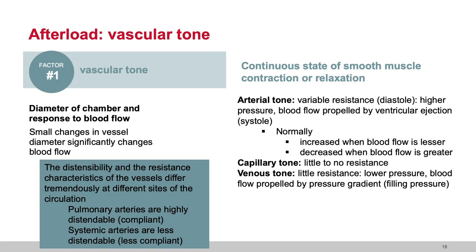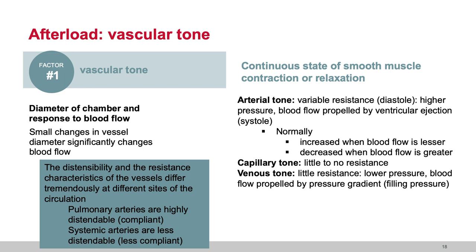So first, let's talk about vascular tone. Vascular tone is about the diameter of the chamber of the arteries and the arterial responsiveness to blood flow. Small changes in vessel diameter significantly impact blood flow. Now I'm going to say that again, but in a different way. Every vasopressor, endogenous or exogenous, on a healthy vessel will significantly reduce the diameter of that vessel. And as that vessel diameter is reduced, so will be blood flow. In pursuit of pressure, which is the change in vessel diameter, we may significantly be limiting blood flow.